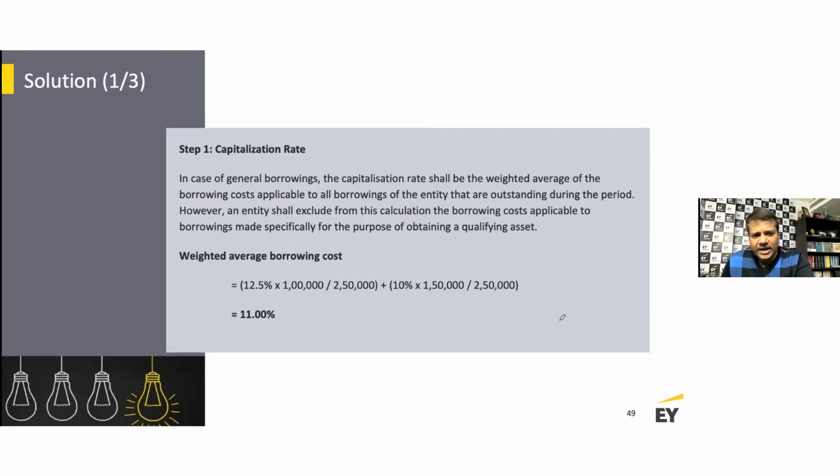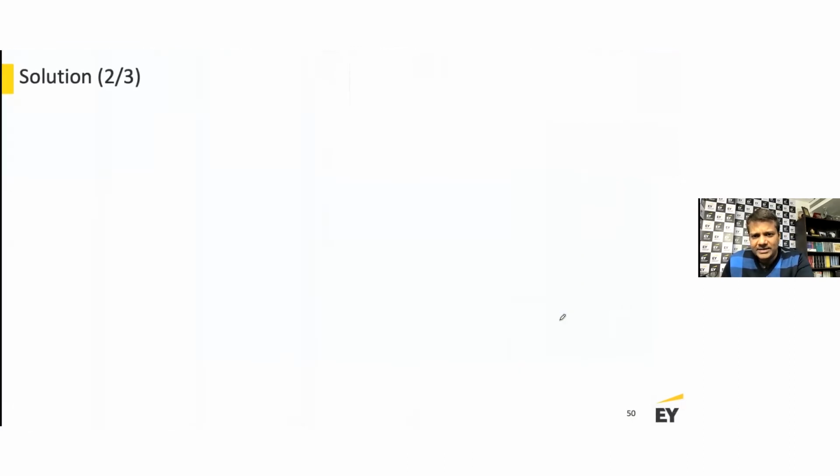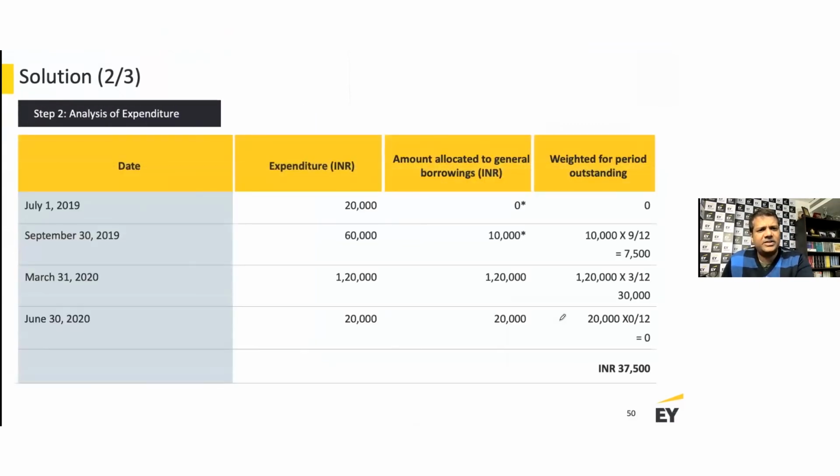Now let's look at how we compute what we need to capitalize. We look at the expenditure, and we have all the dates when we spent this money. We spent on July 20,000, September 60,000, March 1,20,000, and then June 20,000. And we had 70,000 as a specific borrowing, right? So first, there's nothing allocated to general borrowing, 0, because it goes against the specific borrowing. Now 60,000 also. So 70,000 I have consumed, and 10,000 goes to general borrowing. And that is outstanding for 9 months.